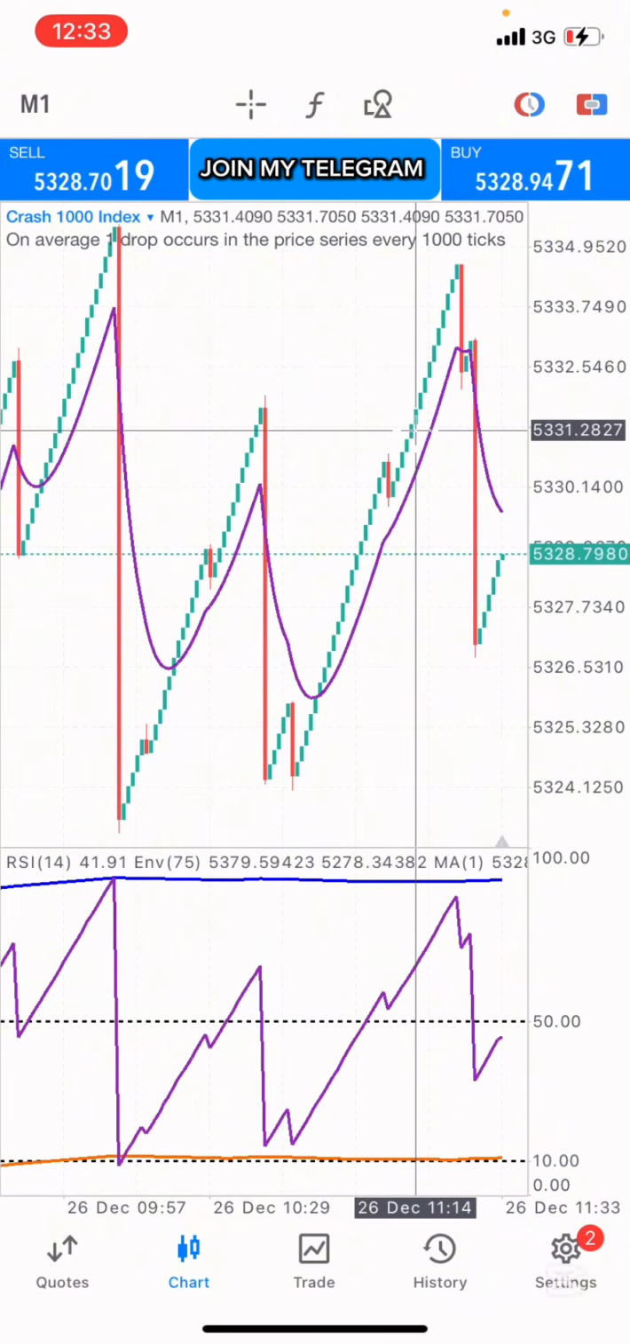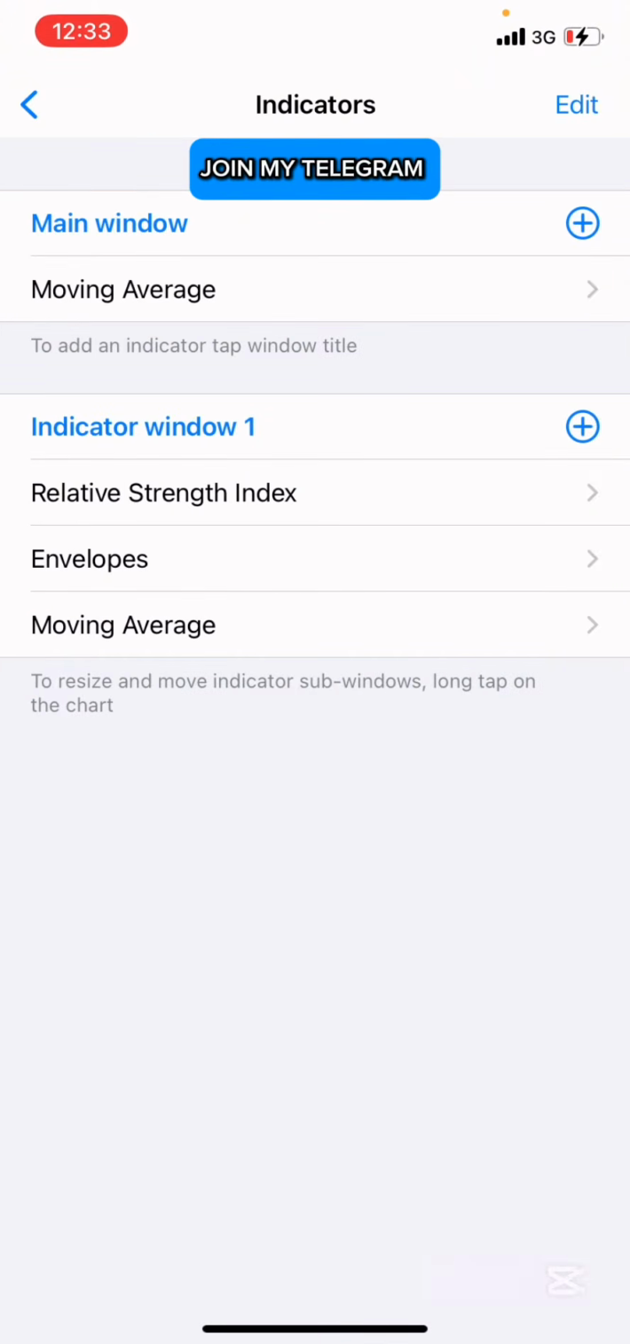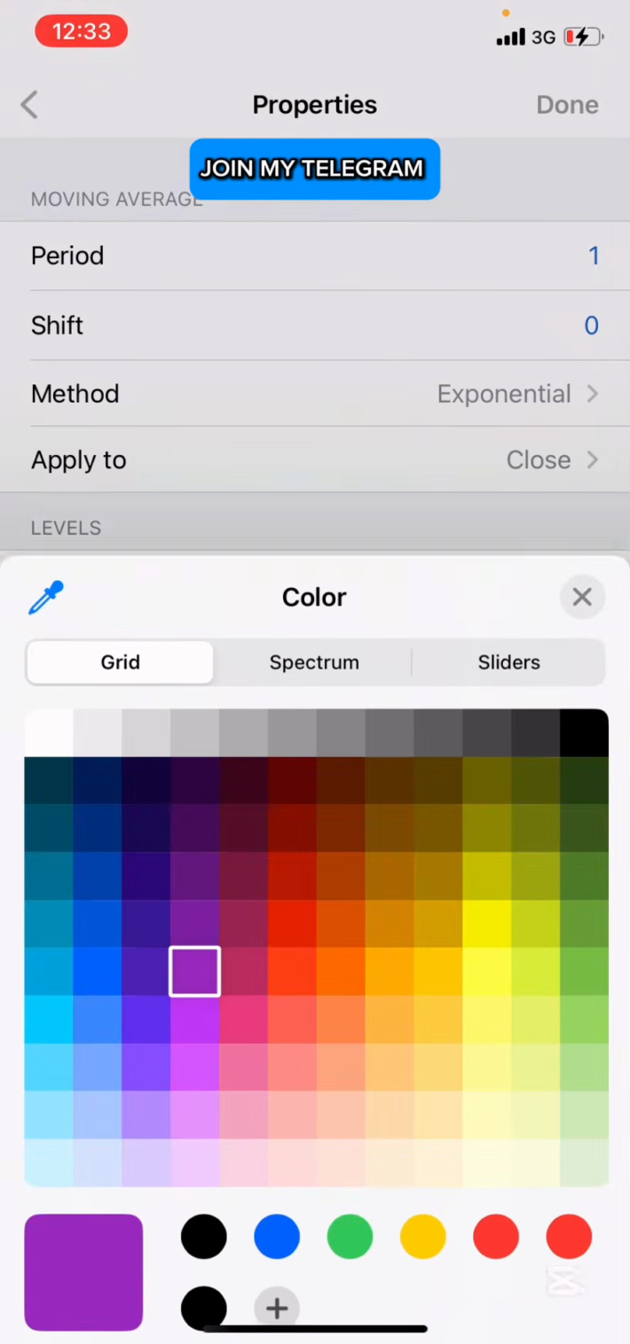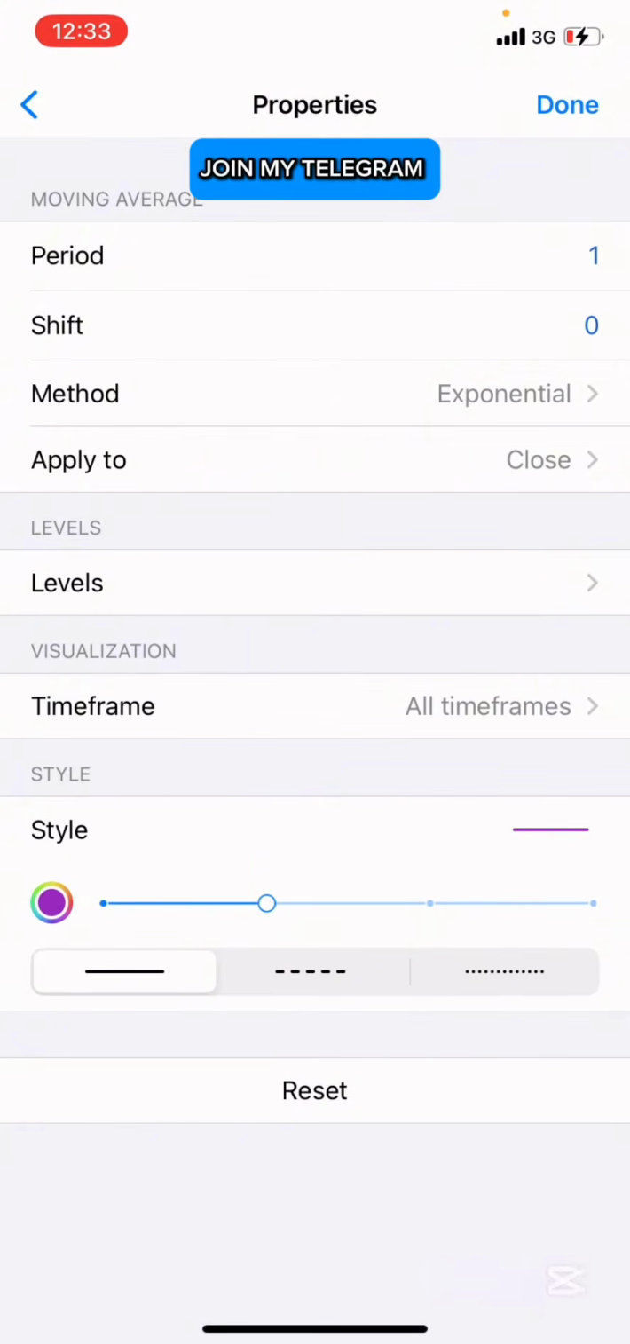All right, as you can see at this point, now we're going to put the moving average again, right, on indicator window 1. This time the parameters for the moving average on the indicator window 1 is going to be different from the one on the main window. Okay, on indicator window 1, moving average, period 1, shift 0, method exponential, you apply to close. The style, you put that on 2 pixels with purple color with this first trend line. Then you click on done.